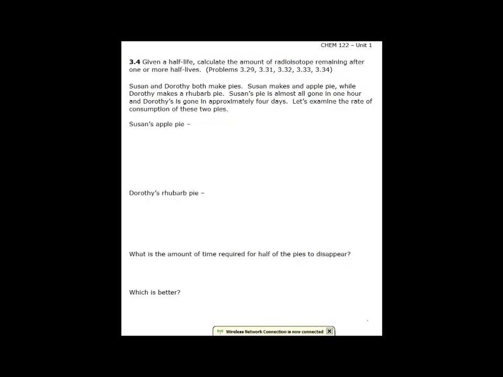Okay, so now we're going to continue in Unit 1 on Chapter 3. We're going to continue on talking about radioactive isotopes. So let's say these two people make different pies. Susan makes an apple pie, and Dorothy makes a rhubarb pie.